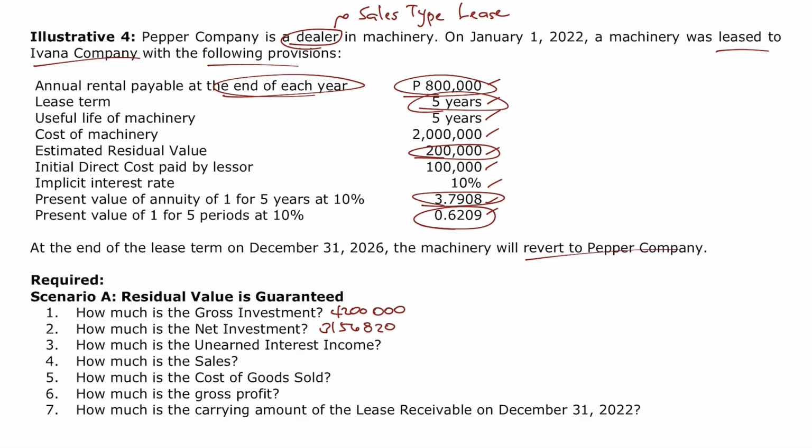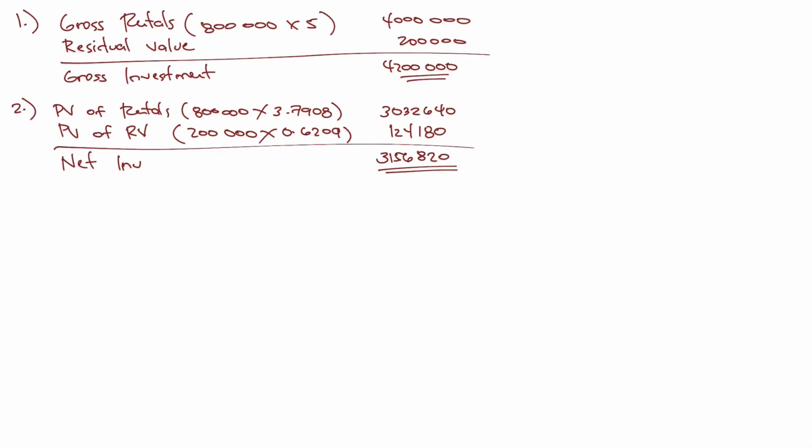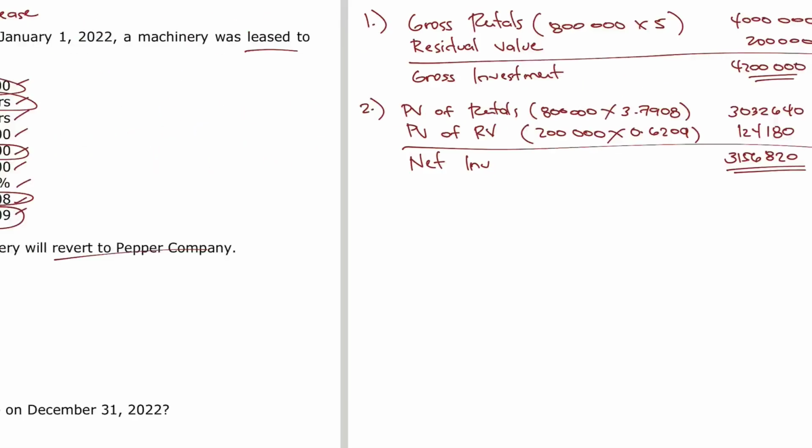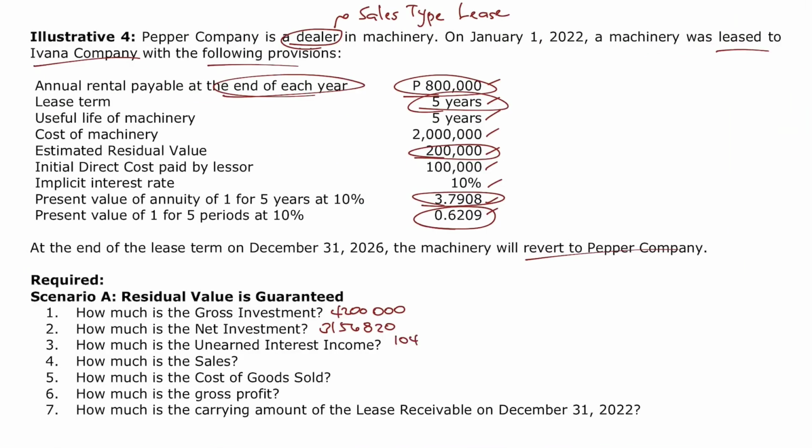Okay? Then requirement 3, magkano daw yung unearned interest income? Ang dali na yan. As long as tama yung gross at net investment mo, no? So, unearned interest income will be equal to 4.2 million minus 3,156,820, or this is equal to 1,043,180. So, lalagay ko dito, no? 1,043,180.